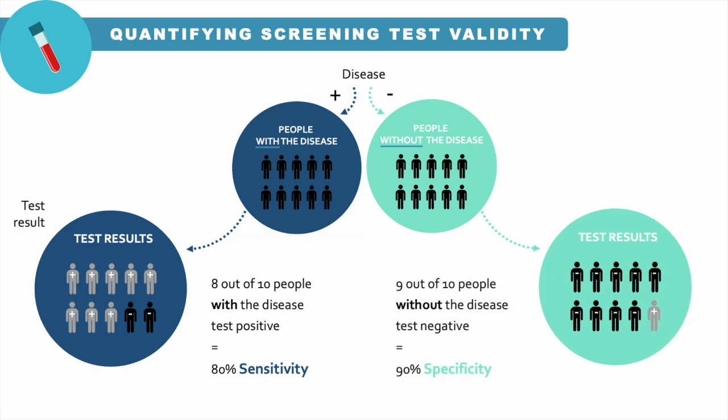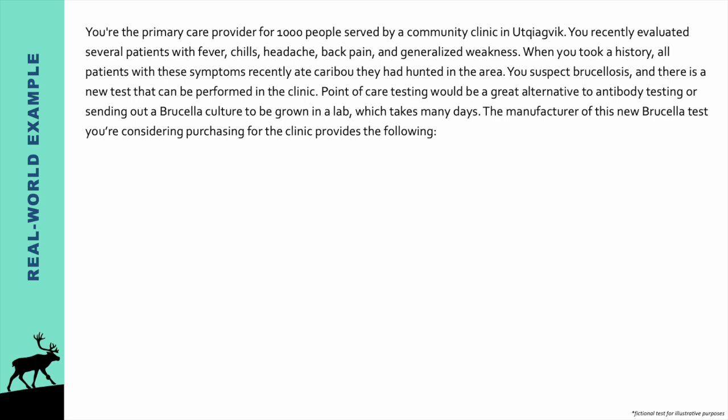You're the primary care provider for 1,000 people served by a community clinic in Utqiagvik. You recently evaluated several patients with fever, chills, headache, back pain, and generalized weakness. When you took a history to determine possible causes of illness, all the patients with these symptoms recently ate caribou they had hunted in the area. You suspect brucellosis, and there is a new test that can be performed in the clinic.